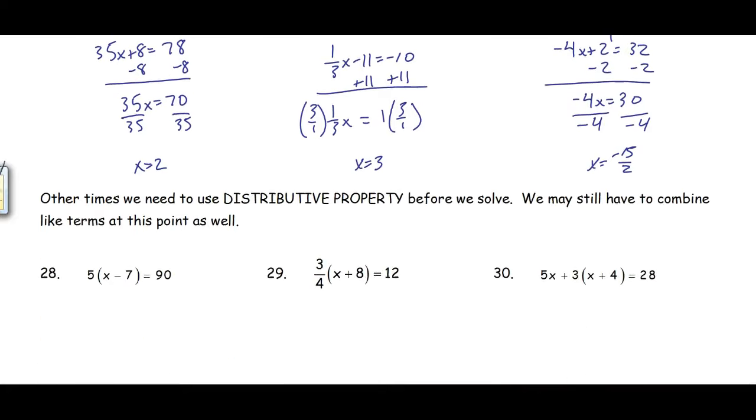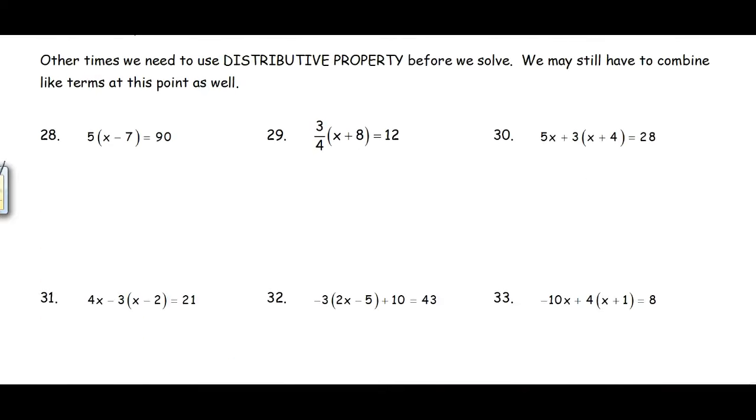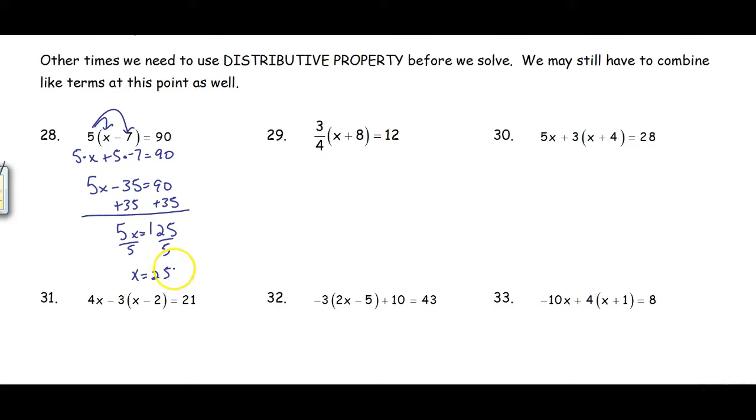All right, let's go ahead and try some with the distributive property. Anytime a number is attached to the parentheses, remember we are distributing. So, got to start here: 5 times x and 5 times negative 7. So you get 5x minus 35 equals 90. So go ahead and start solving then. Add 35 on both sides. 5x equals 125. Divide, and you get x equals 25.